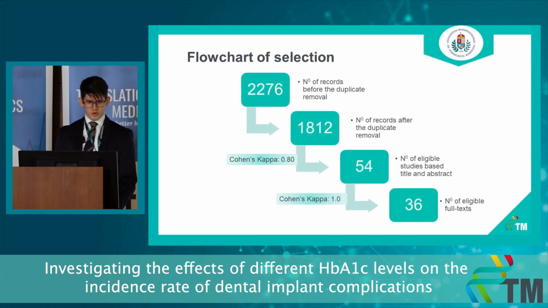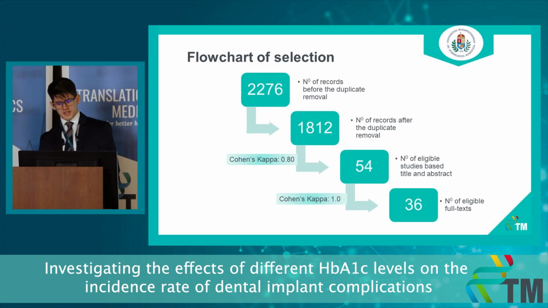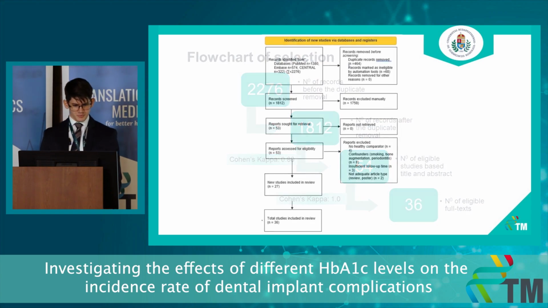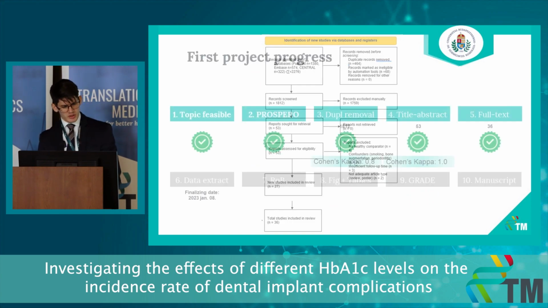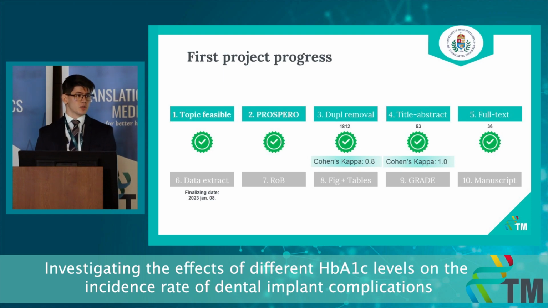Here you can see the flowchart of my selection. From the 2,200 articles, I was left with 1,800 after the removal of duplicates. With title and abstract selection, we were left with 54 articles. And from that, we selected 36 articles to be included in the study via full text selection. Here you can see the PRISMA flowchart. And I would like to continue the data extraction, and I would like to finalize it by the start of 2023.